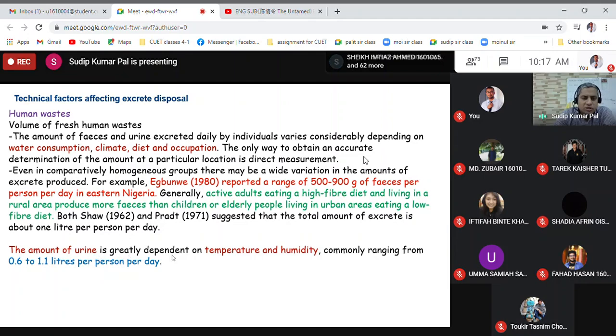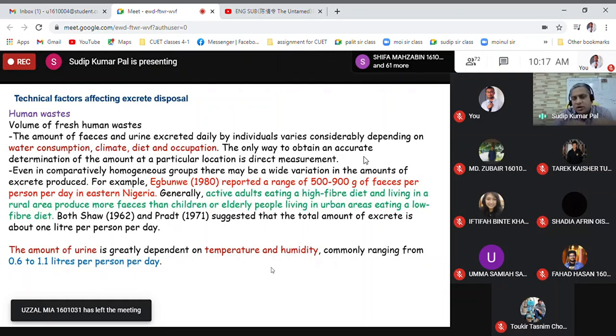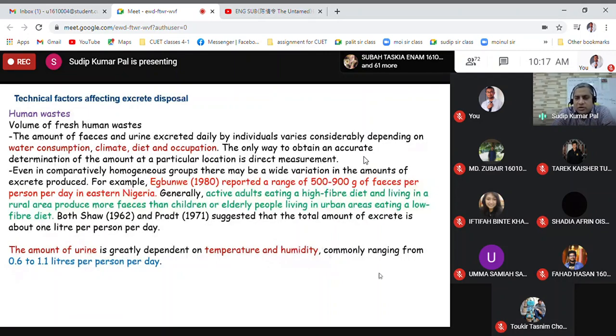The amount of urine is greatly dependent on temperature and humidity, as you always know. It varies with summer and winter, maybe. Commonly the variation is significant, ranging from 0.6 to 1.1 liters per person per day. That is a few data available in the literature from various research studies. So I just summarize a few of these things. If you take a note, it will help you to solve the exercise if data are not given. In that case, you can assume data rationally based on the reference given here.